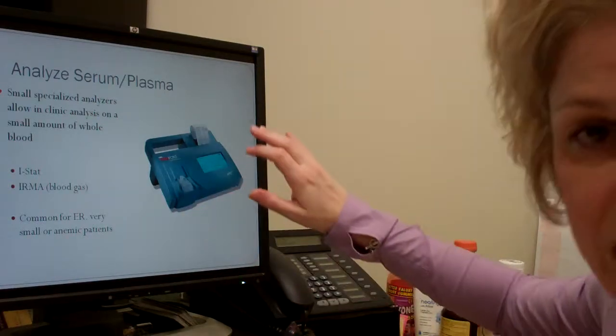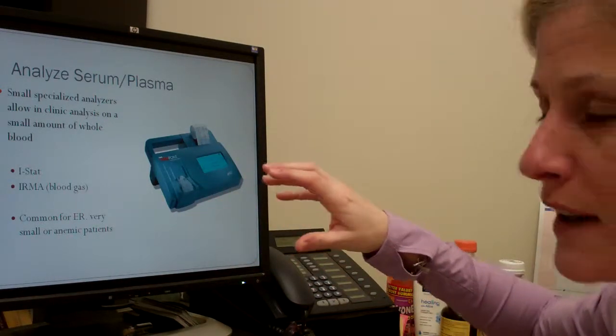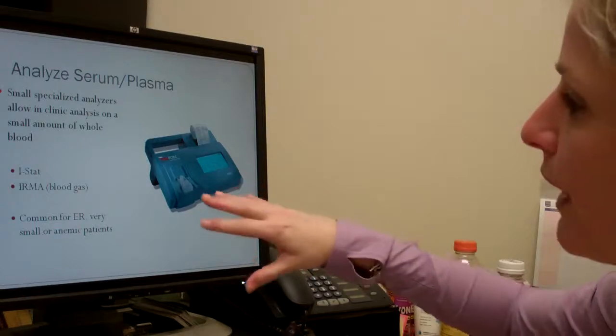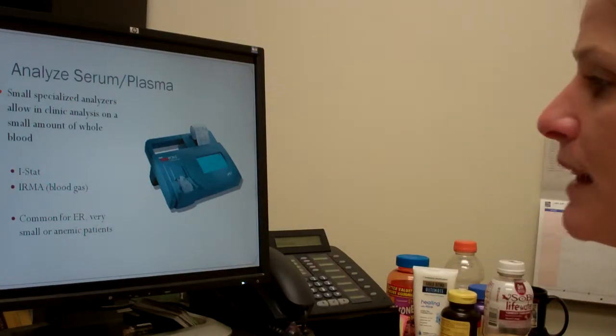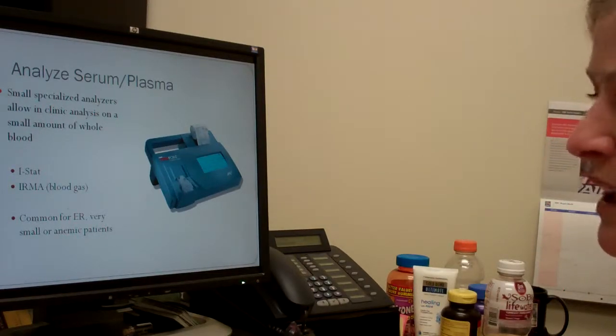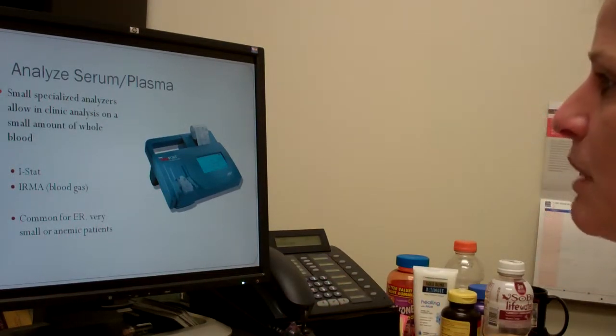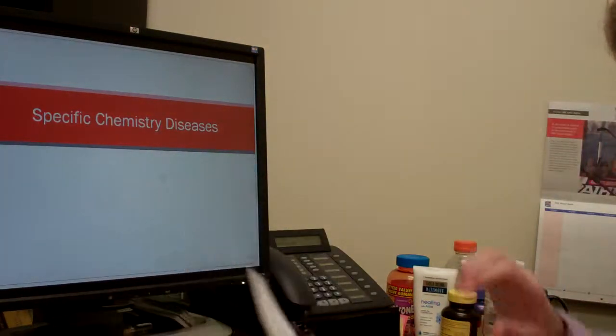If you take other classes, some veterinary elective classes like emergency critical care, you'll work with some other miscellaneous machinery like the iStat or a blood gas machine. These are very specific to emergency patients typically. So let's get going with our specific enzymes.